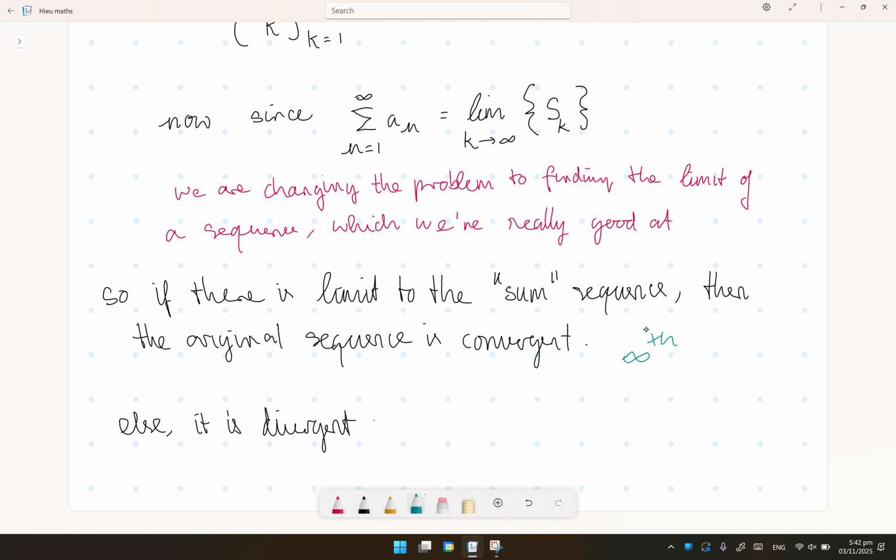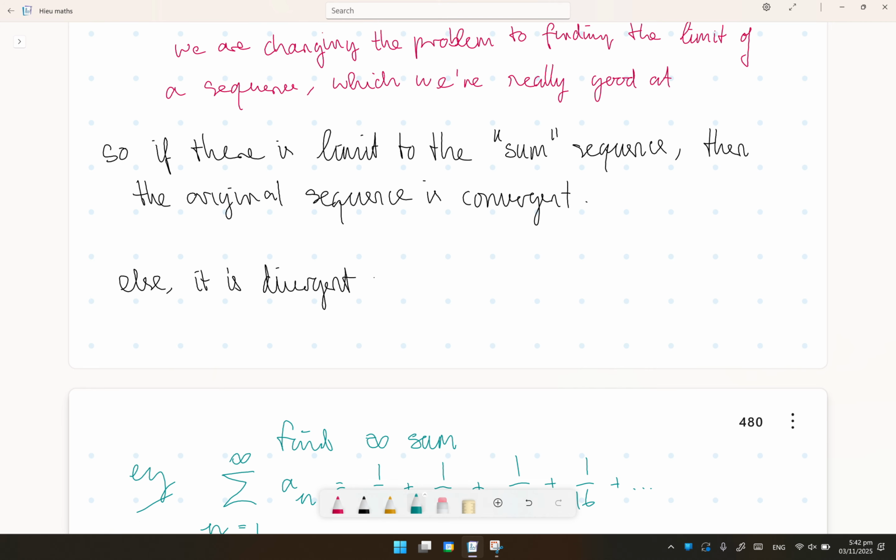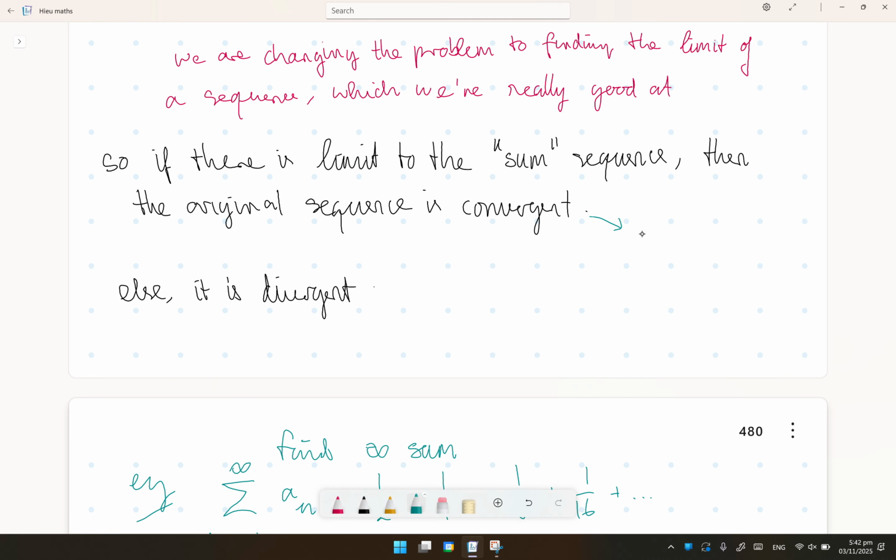Okay, so, oh, and another part: if there is an answer, if the sum to infinity is equal to 0, for example, then it's convergent, right? And if the sum to infinity is equal to infinity, well, then that's divergent, okay?